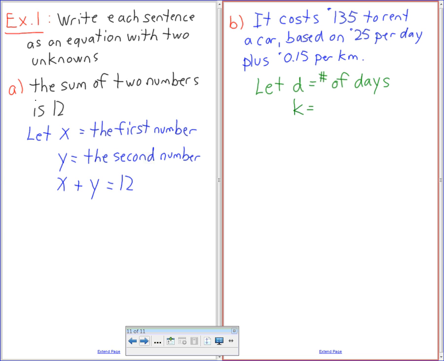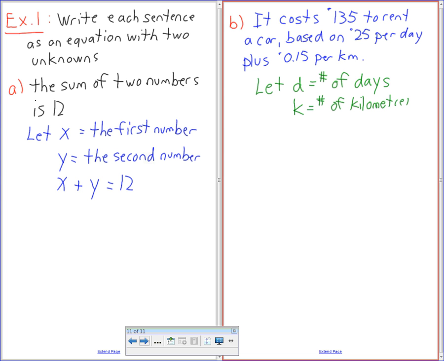Now, if you choose to do x and y, that's fine. I don't have an issue with that. X and y is okay for variables. Why do I probably like d and k better? Yeah, very good. At the very end of the question, if you get d equals 14, you wouldn't say therefore there's 14 kilometers. It doesn't make sense, right? All right, now for the tricky part.